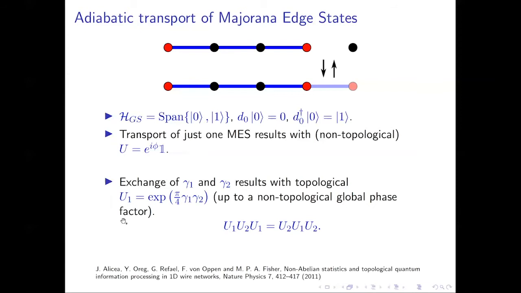Now imagine that we can exchange gamma 1 and gamma 2. I will tell you how to do it exactly in a second, but let's say for the moment that we can magically exchange them. This results in such an operator, U1, exp of pi over 2, gamma 1, gamma 2. And U2 would have gamma 2, gamma 3 here. I should write two chains, in fact.